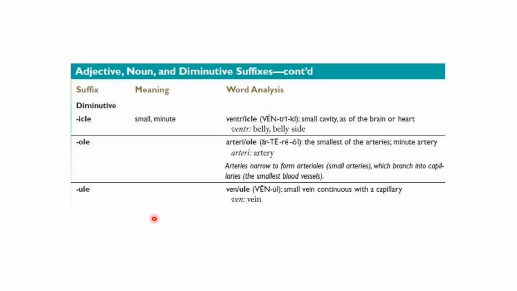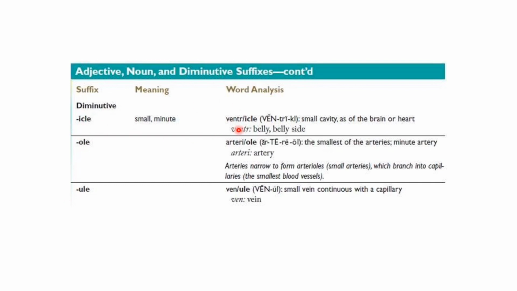Then diminutive suffixes. The meaning of diminutive is very minute or small. The diminutive suffixes are -icle, meaning small or minute. And other diminutive suffixes used for the meaning small or minute are -ole and -ule. So we will see word analysis for -icle first.